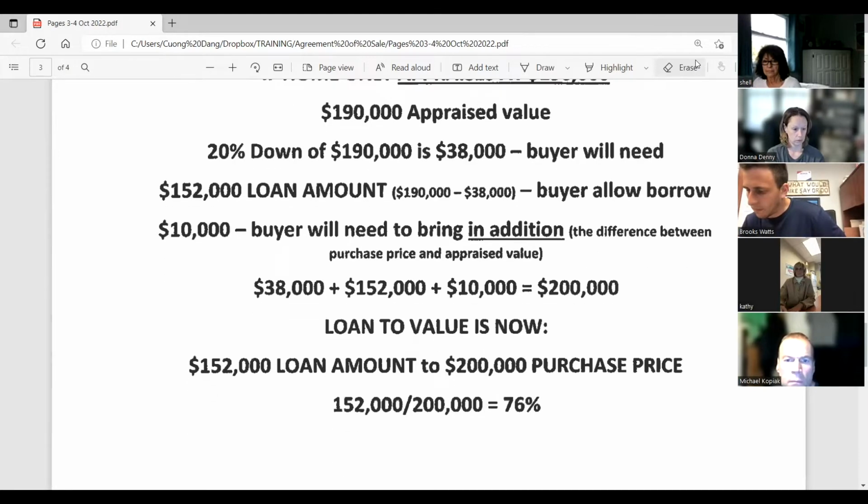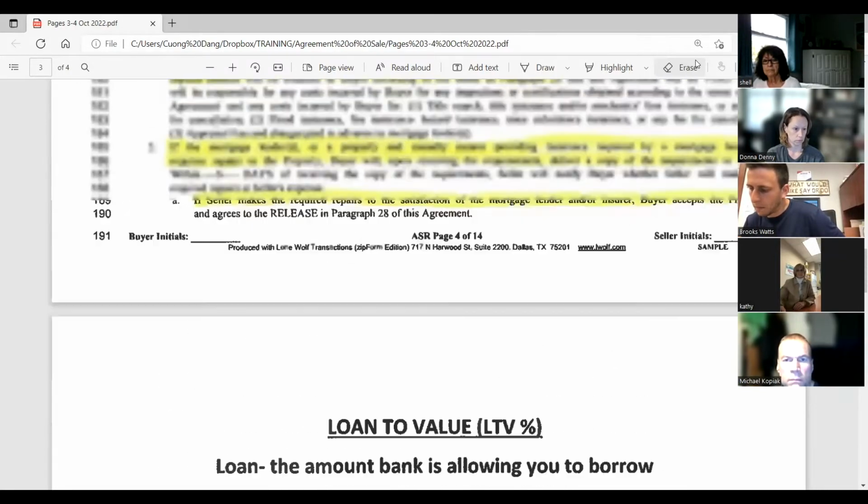Loan to value is now the $152,000 loan amount to the $200,000 purchase price. If you do the math there, that's 76%. So later on, when we go over the mortgage contingency, if you had put down 80%, now the buyer has to bring more money. And if they don't have the money to do it, that's their way of saying to the seller, Mr. Seller, I can't buy this house with the terms that we had written down. We'll go over what happens then. So that's your LTV.